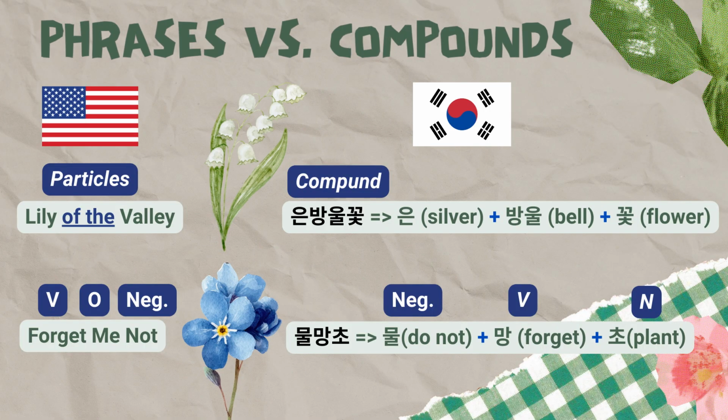There are differences and preferences on how to construct common names between English and Korean. English tends to favor the use of particles, whereas Korean will always opt for compounding plant names.